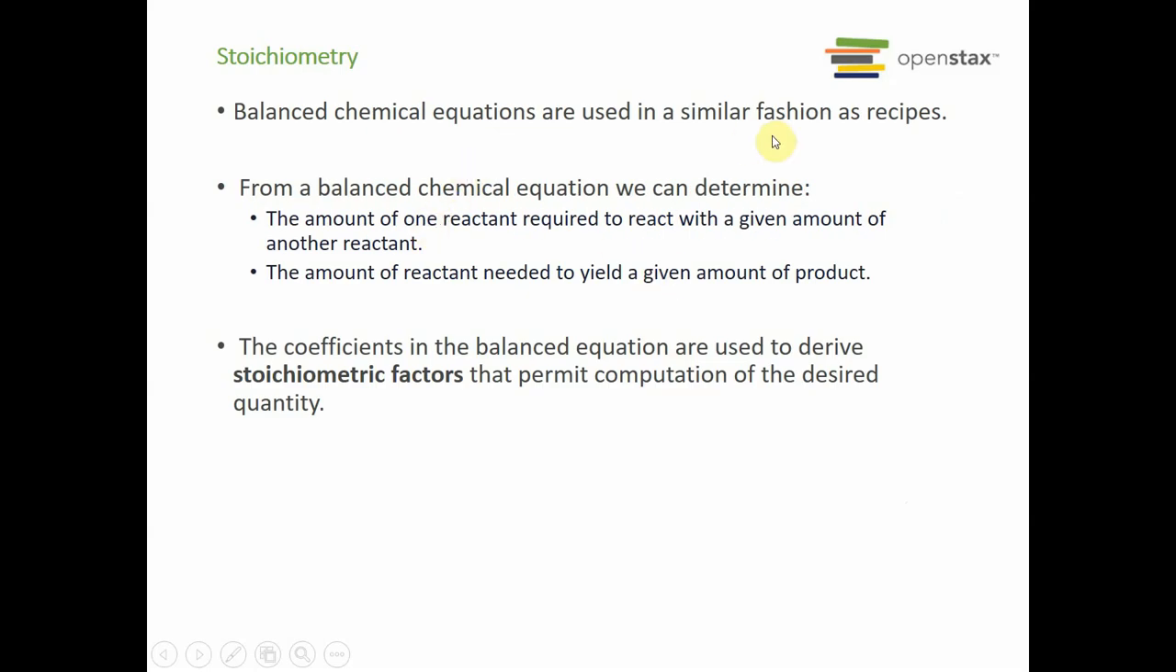Balanced chemical equations are used in a similar fashion as recipes. From a balanced chemical equation, we can determine the amount of one reactant required to react with a given amount of another reactant, and the amount of one reactant needed to yield a given amount of product. The coefficients in the balanced equation are used to derive stoichiometric factors that permit computation of the desired quantity.